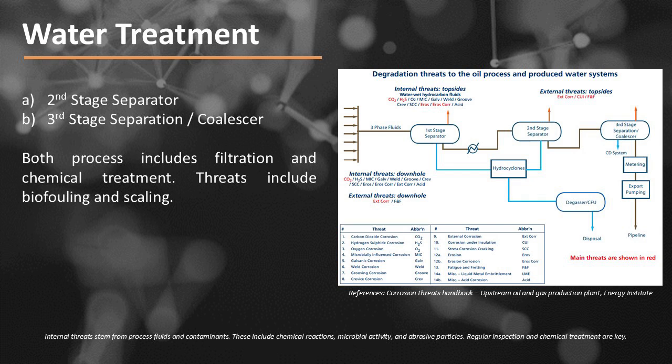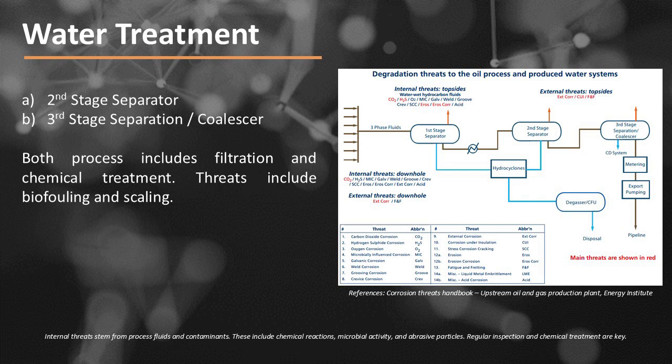Number 1 is third stage separation or coalescer. This stage is designed to further separate water from hydrocarbons after the second stage separator. The coalescer promotes the merging of small water droplets into larger ones, making them easier to remove. This improves the quality of the treated water before disposal or reinjection.